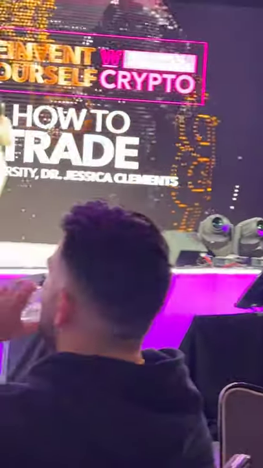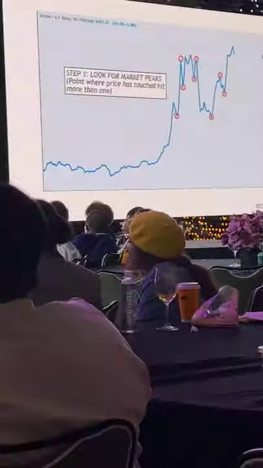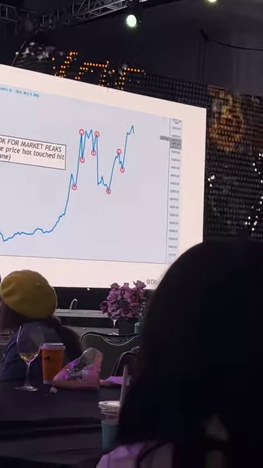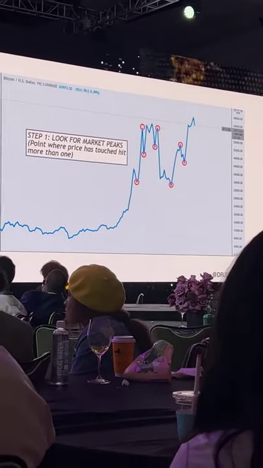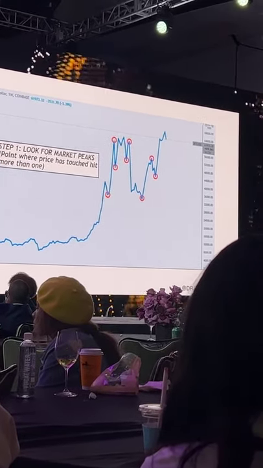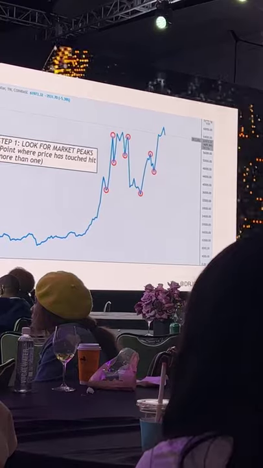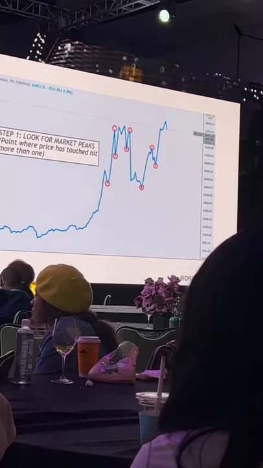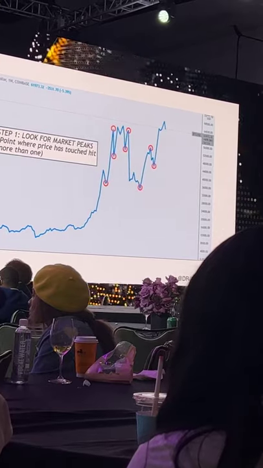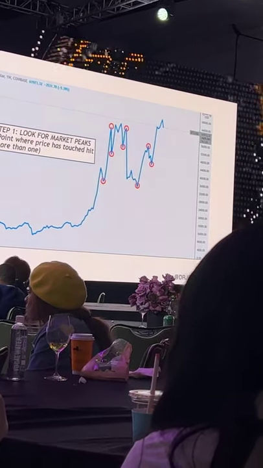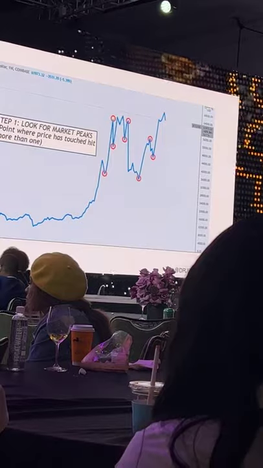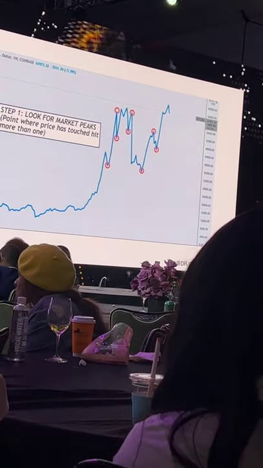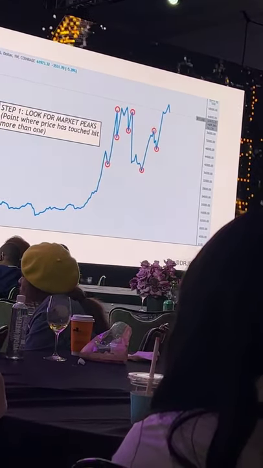So the first thing we do is step one. This is the same Bitcoin chart. We look for the peaks in the market. Look for your peaks. The peaks are those red circles that are marked in the chart. Peaks are a place where the market is pointing down or pointing up on a line graph. All right? It's the part of the chart that's pointing down or up.